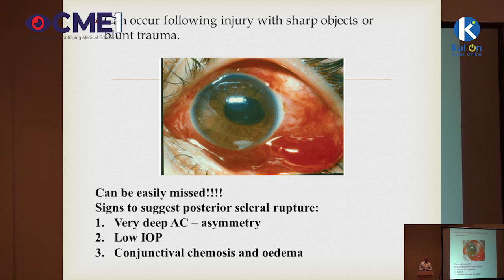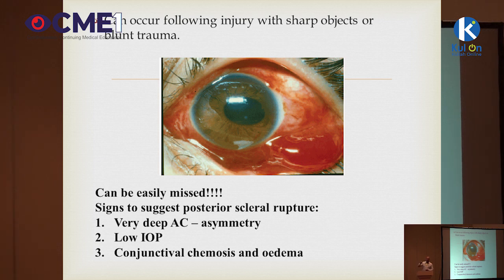The other thing is low intraocular pressure. So it's really important to remember that the pressure does not have to be 0. Okay? If the pressure in the left eye is 20 millimeters of mercury and the pressure in the eye of trauma is 5, you have to think, does this patient have trauma with a posterior rupture?